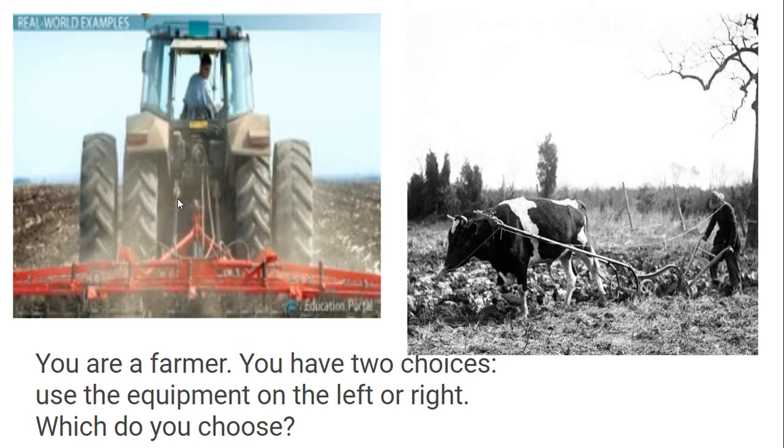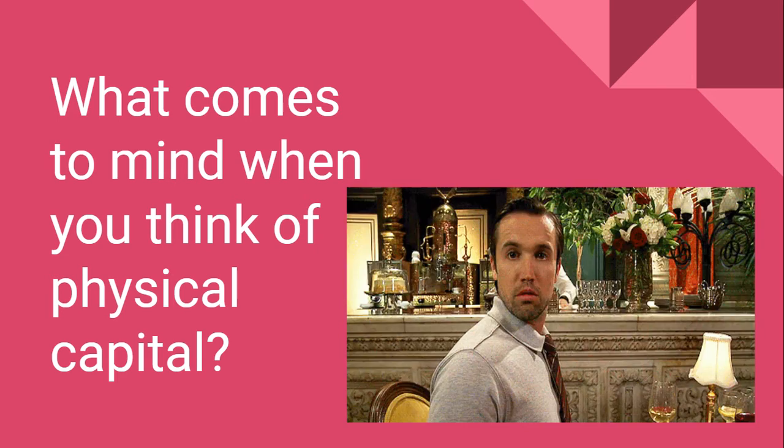You're going to be able to get more done. You're going to be able to plow more fields. You'll be able to plant more and harvest more agricultural crops. And why would you choose that? Well, because the tractor is a good example of physical capital. So when you think about physical capital, what comes to mind?